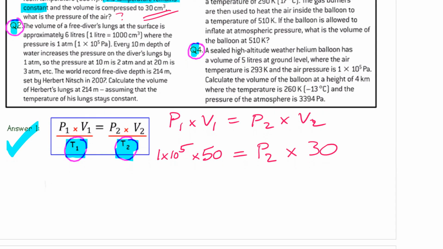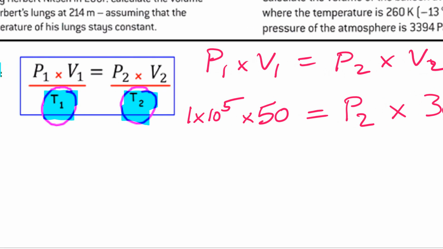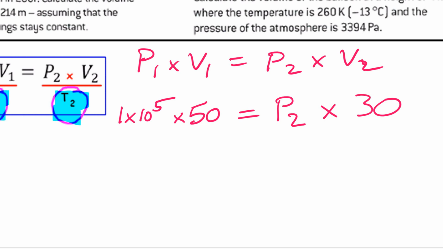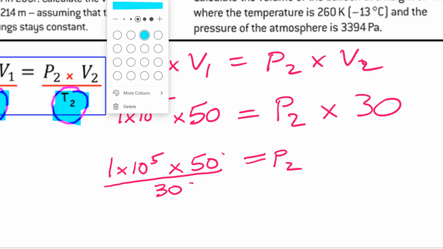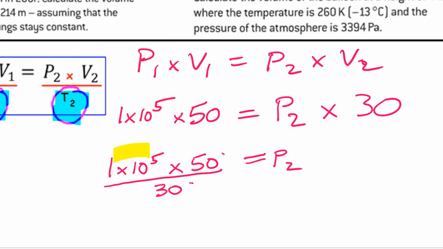Now what I can do is rearrange this equation to work out P2 on its own. And that will be 1 times 10 to the 5 was the pressure at the start, times 50 centimeters cubed was the volume at the start, and now we divide it by the volume at the end. It's been squeezed down from 50 to 30 centimeters cubed, which means the pressure has gone up. So the pressure is going to be larger than atmospheric pressure. Let's work it out.